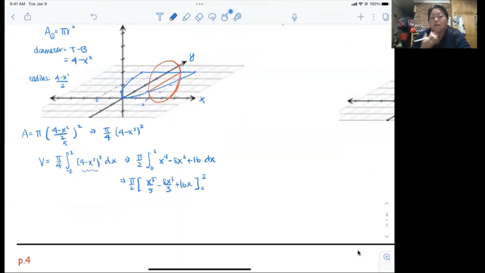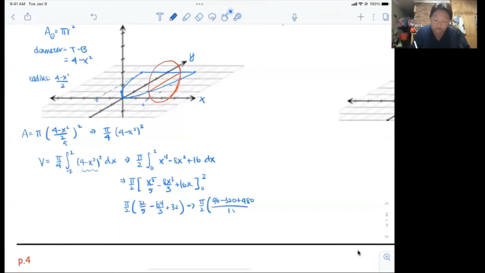And I like this because I don't have to plug in the 0. So it's pi over 2, 32 over 5 minus 64 over 3 plus 32. So pi over 2. Oh, my common denominator is 15. Oh, that is a fun one. So my common denominator is 15. We get 96 minus 320 plus 480 over 15.